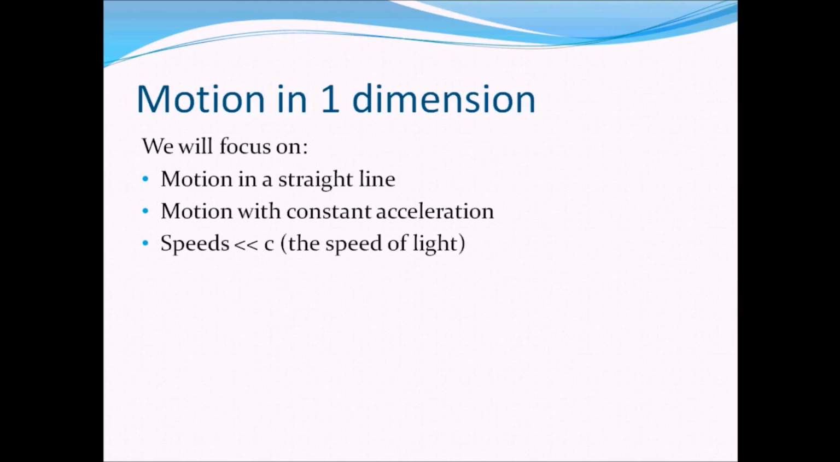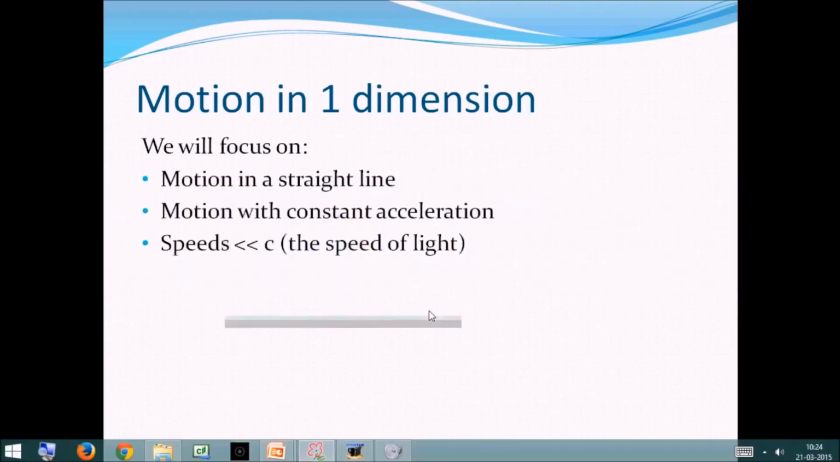And we'll be focused on speeds which are much smaller than the speed of light. Once we reach the speed of light, the normal rules for addition of velocity do not really apply, and another set of theory is needed, which is called the special theory of relativity. So we'll not focus on that, we'll just focus on speeds much smaller than the speed of light. So let's start.